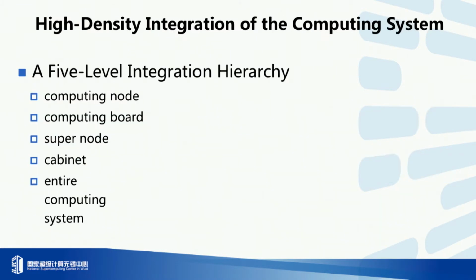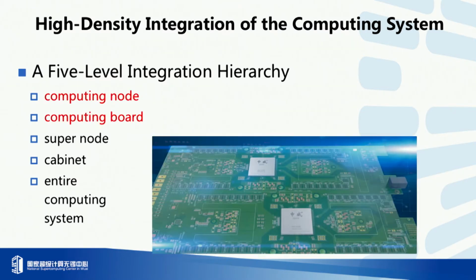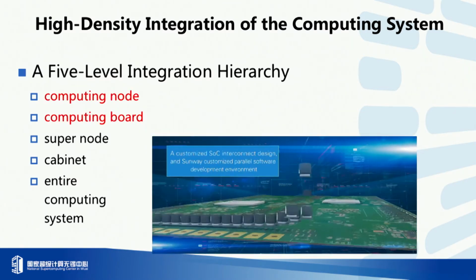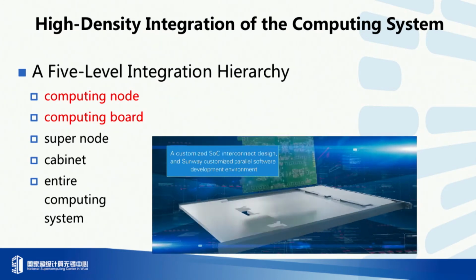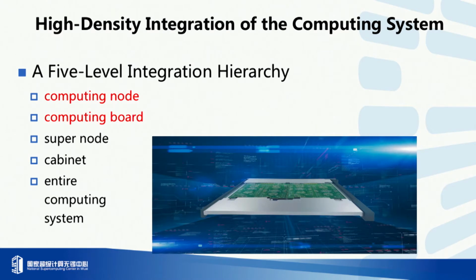So we have what we call a 5-level integration hierarchy. On this very small board, we actually have 2 of the computing nodes. And then we put 4 of these small boards into a large board we call a sandwich board. So we have 2 of them on the top and 2 of them at the bottom. And the cooling liquid is going through in the middle to take away the heat from the processors.